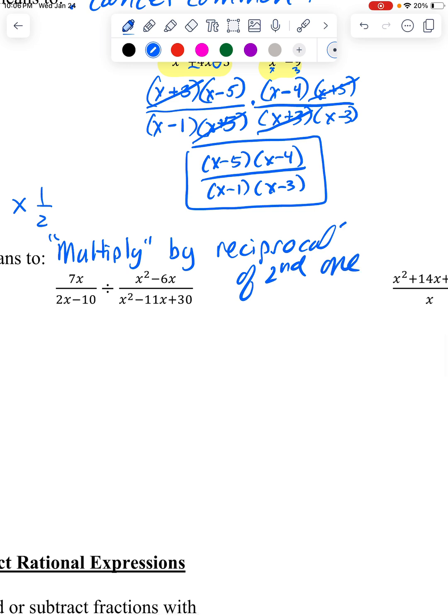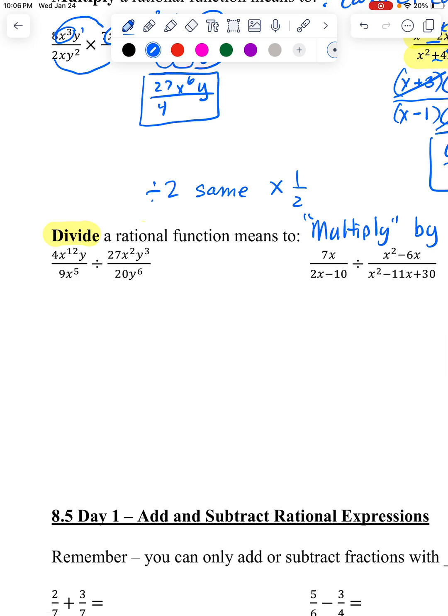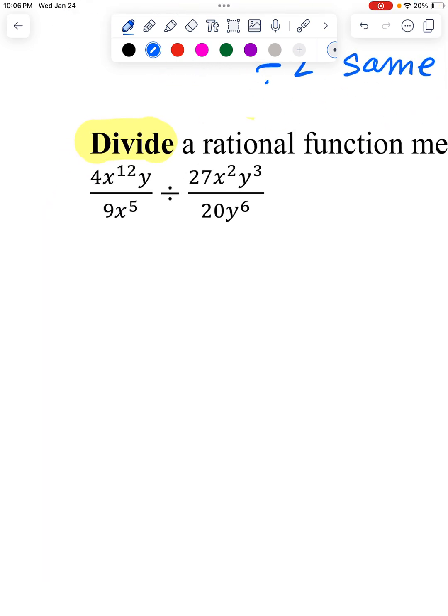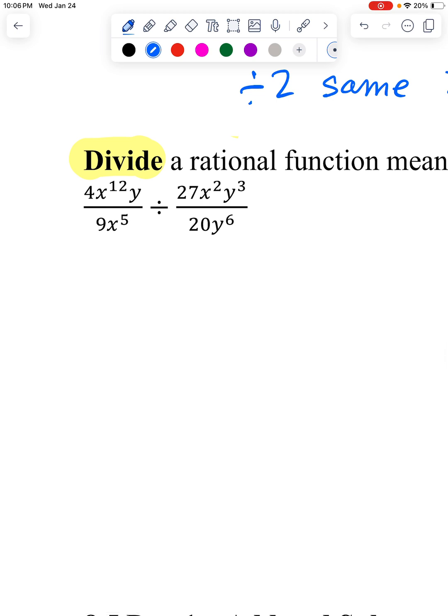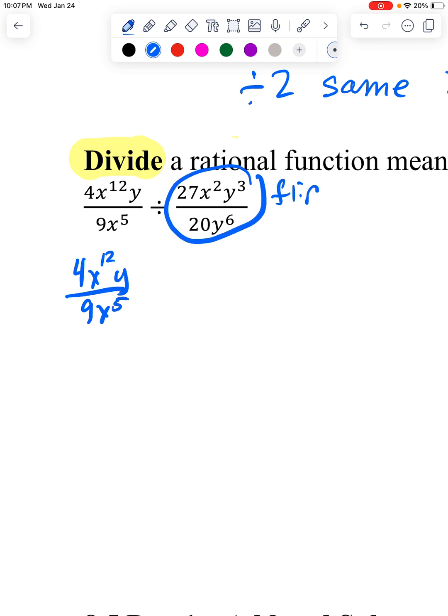So you're going to, and reciprocal means you're going to flip it over. You're still going to factor everything, you're still going to cancel, so it's all the same math. Now this doesn't have any adding, so I'm really not going to factor. I'm just going to put it all together. So here, I'm going to keep my first one the way that it is. But this is the one that I have to flip.